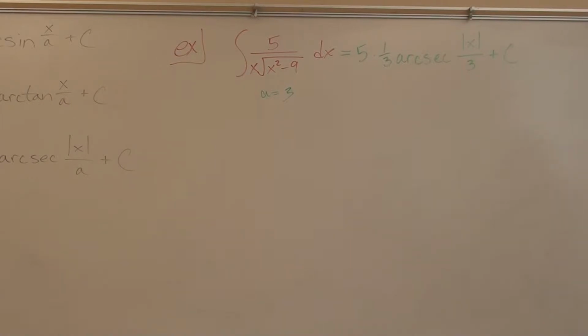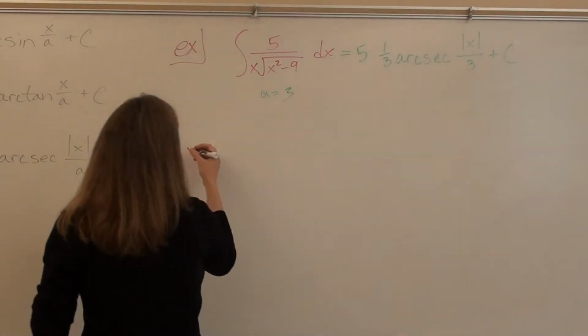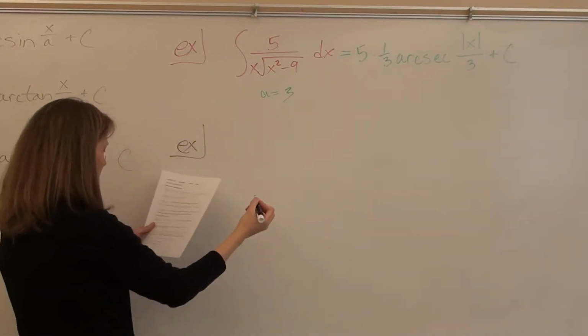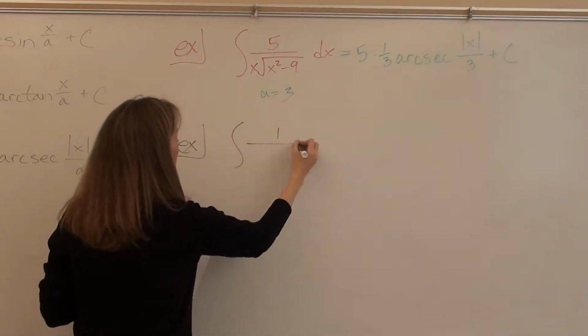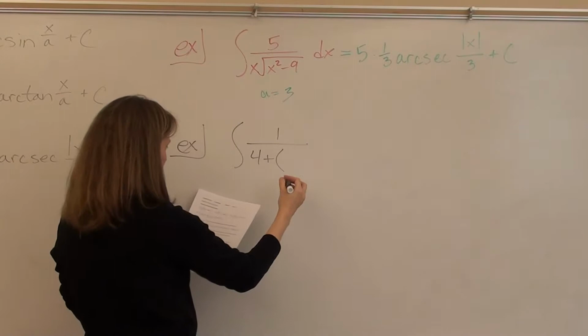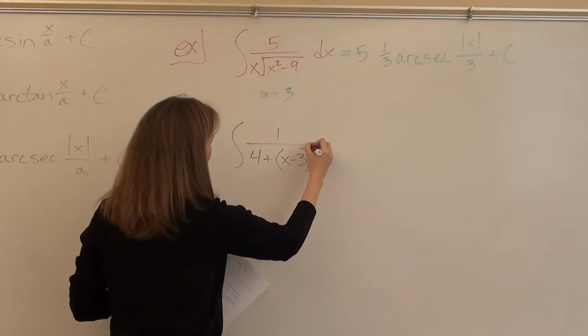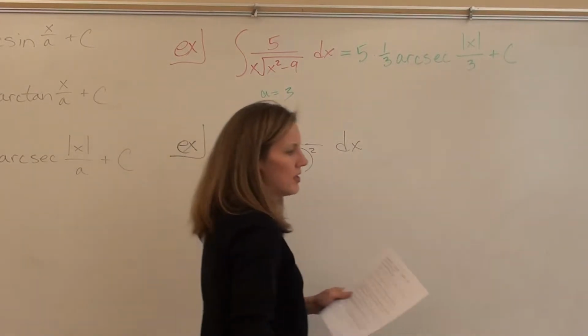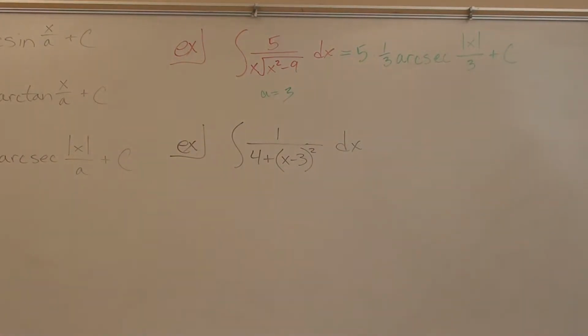We'll try one more baby step problem before we move into the teenager type problems. Here we have 1 over 4 plus the quantity x minus 3 squared. And the first thing we have to decide is which function this would be. How do you know it's a tangent? No square root. There's no square root, right?